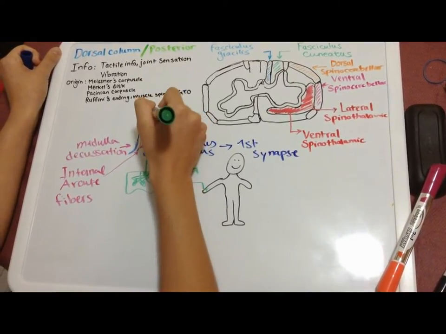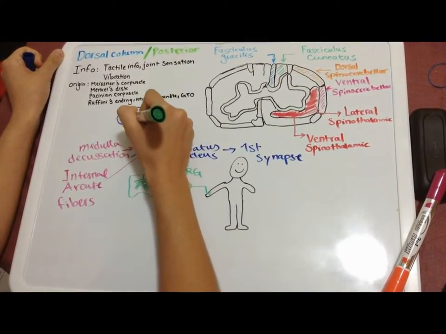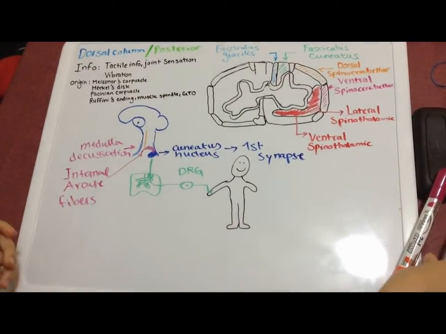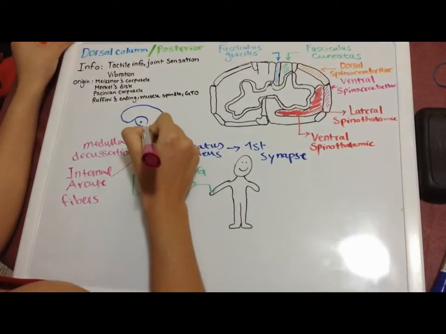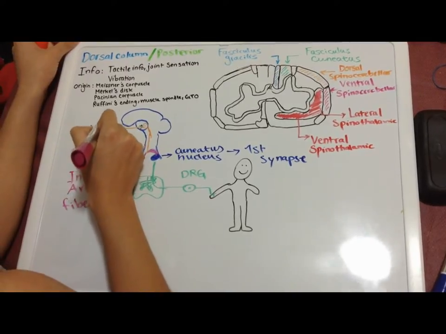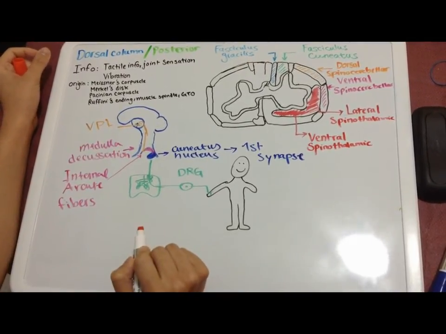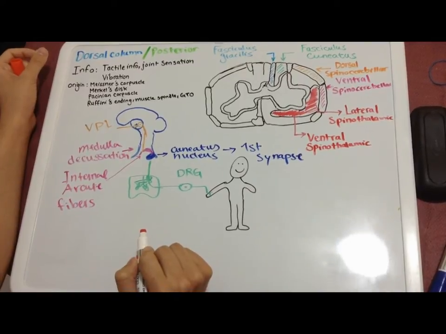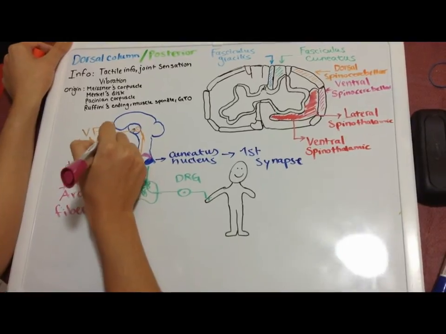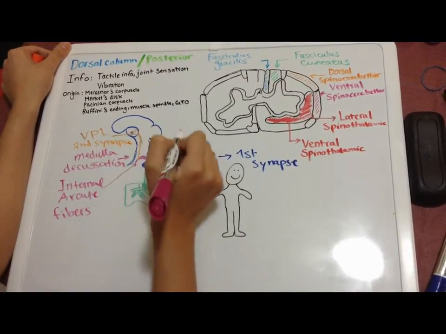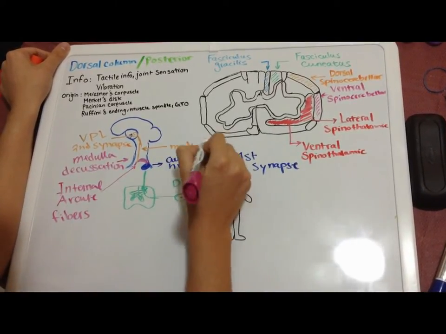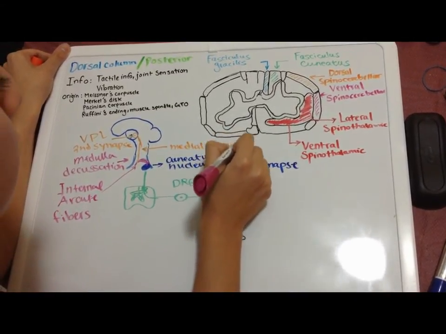So let's say this is your cerebellum, and this is your cortex, and here you have, let's say, the thing with the dot here is your thalamus, and it's going to go up and synapse in VPL, which stands for ventral posterolateral nucleus of the thalamus. So this is your second synapse, and it's going to travel via the medial lemniscus tract.